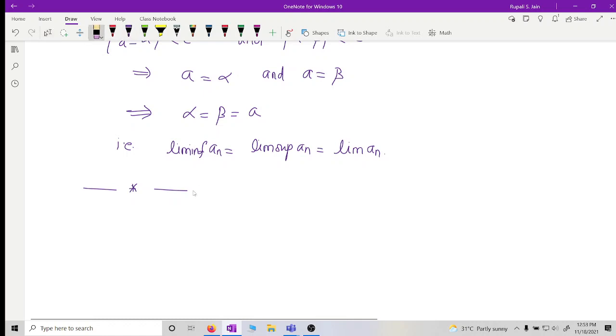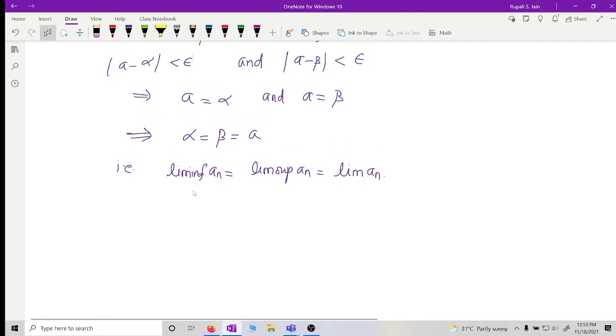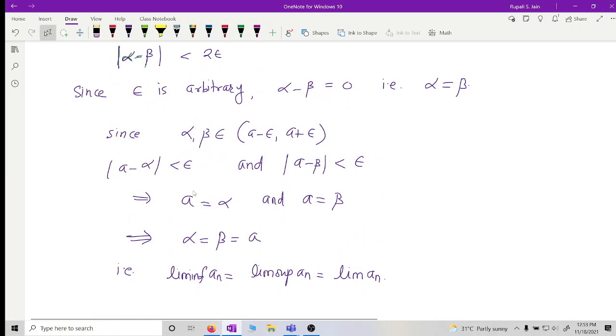Ma'am, yes, you explain the last step, from that alpha beta belongs to that. Alpha and beta belong to A minus epsilon and A plus epsilon. So what should be the distance between A minus epsilon and A minus alpha and A minus beta? Modulus. Epsilon is arbitrary. Very small epsilon is nothing but very small.